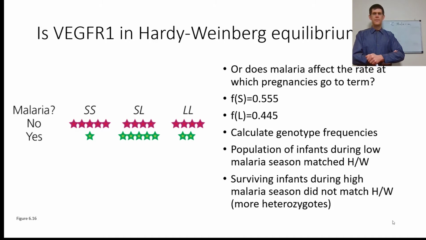However, surviving infants during the high malaria season, the ones that actually came to term, did not match Hardy-Weinberg. There were actually more heterozygotes than would be expected, suggesting that the heterozygous genotype is advantageous here, and suggesting that during times of malaria, VEGFR1 is not in Hardy-Weinberg equilibrium, but is actually under natural selection by malaria. So this VEGFR1 is under natural selection by malaria. And that's kind of how you would test this.